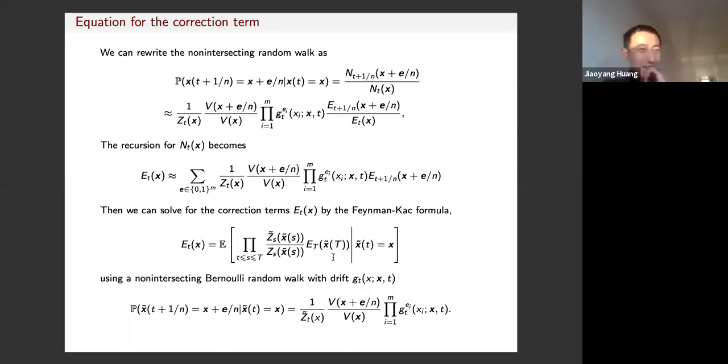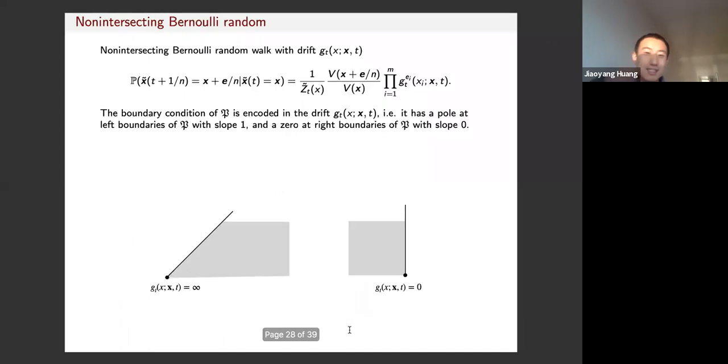Before, I mentioned it's hard to directly solve the recursion for N_t(x) because of those boundary conditions. The particles cannot overlap and the particles will stay inside the domain P. The advantage of using this recursion is that for this new non-intersecting Bernoulli random walk, all those boundary conditions are encoded by the transition probability. So you don't need to worry about the boundary conditions. Let me be a little bit more precise.